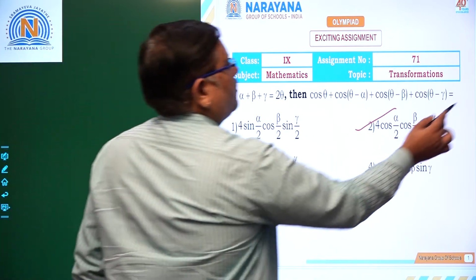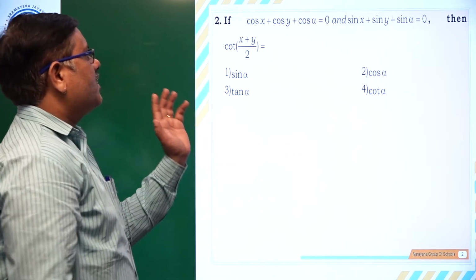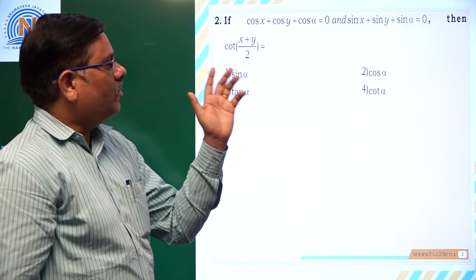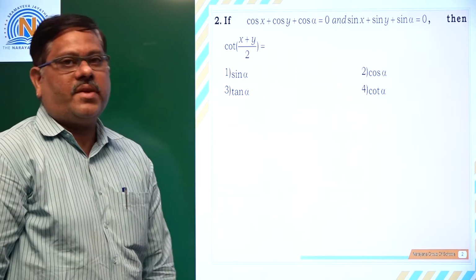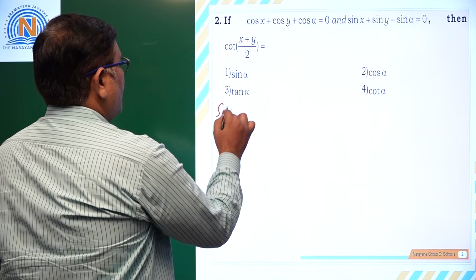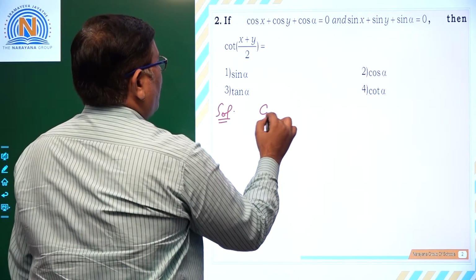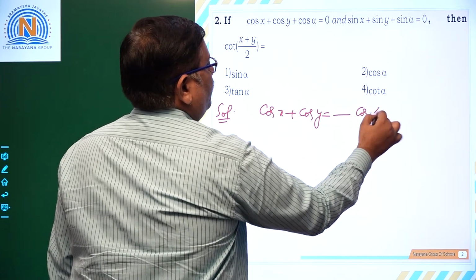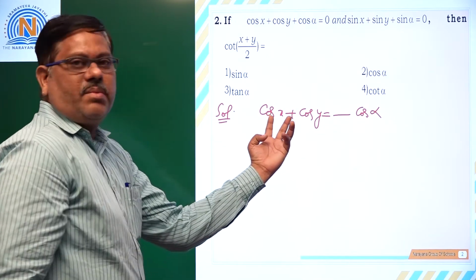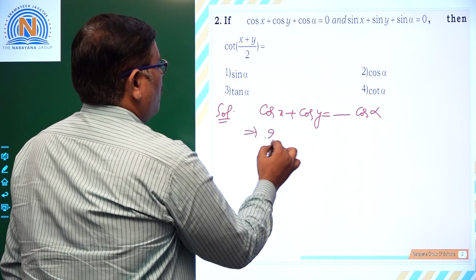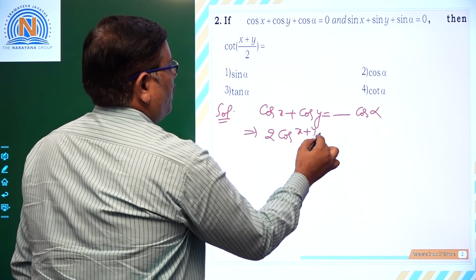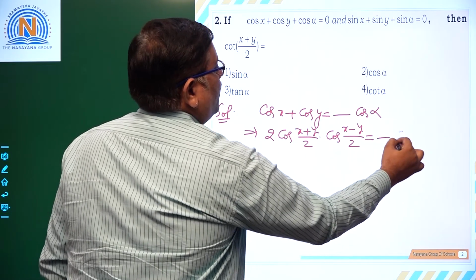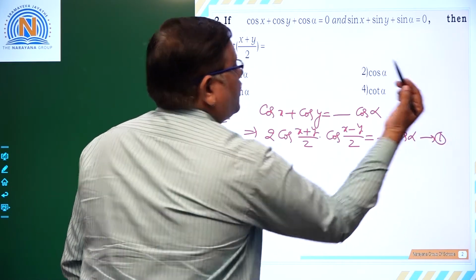Okay, let us see the next question. If cos x plus cos y plus cos alpha is 0 and sin x plus sin y plus sin alpha is 0, then what is the value of cot((x plus y) by 2)? If you look at this, cos x plus cos y we can write as minus cos alpha. Let us apply the cos C plus cos D form. What do you have now? 2 cos((x plus y) by 2) into cos((x minus y) by 2) is minus cos alpha. Let us consider it as condition number 1.